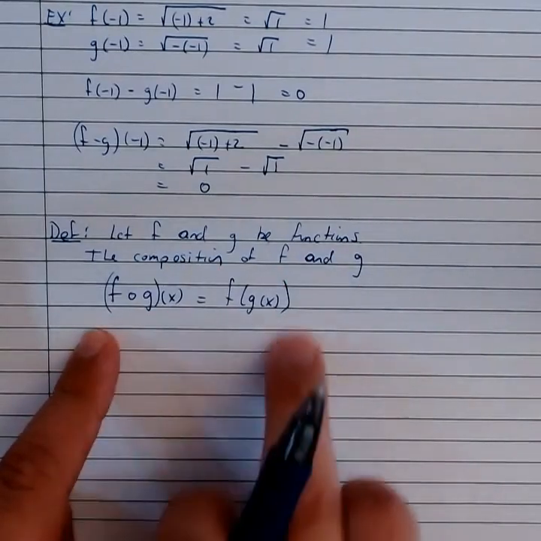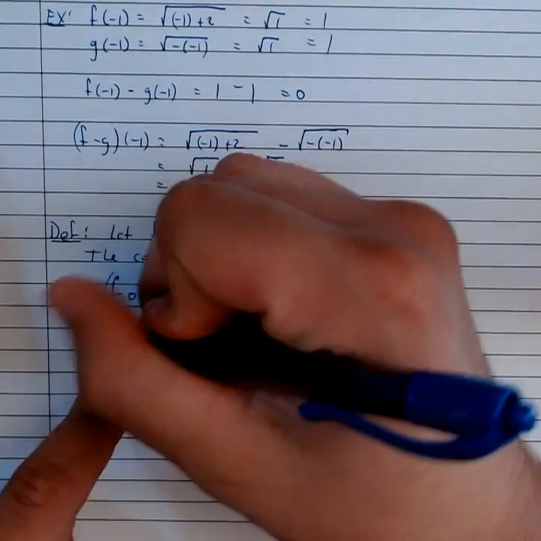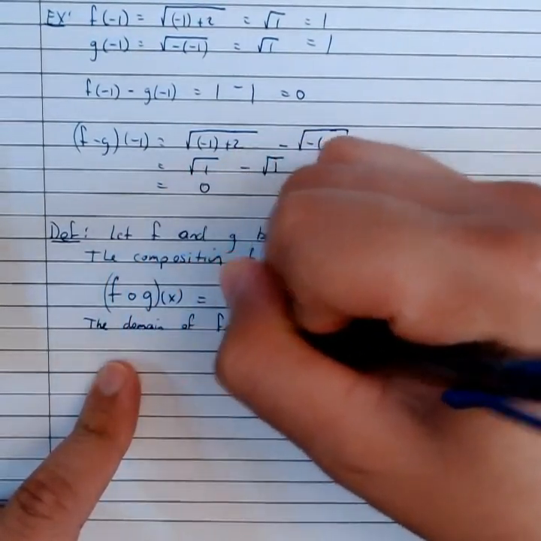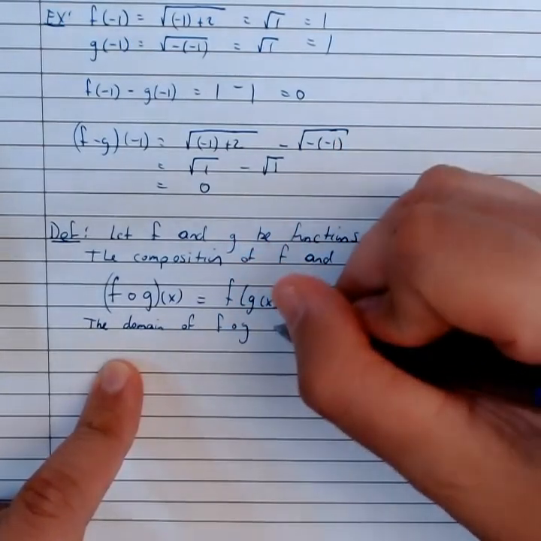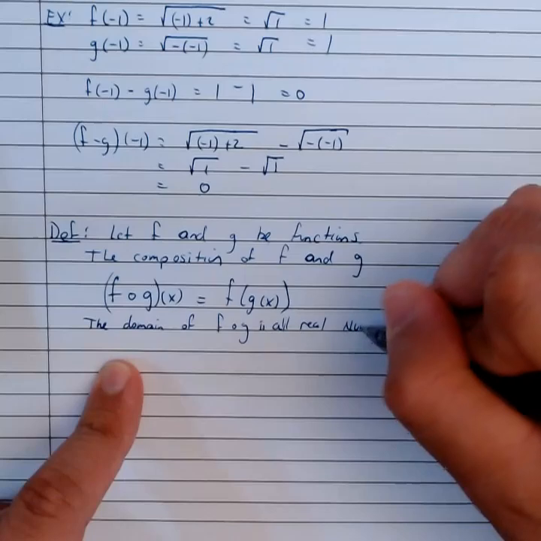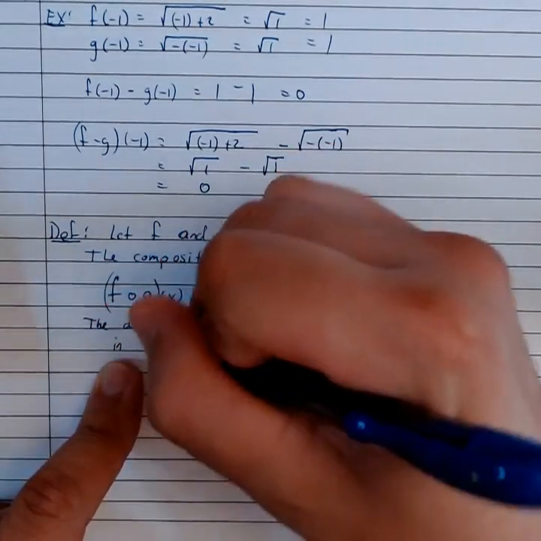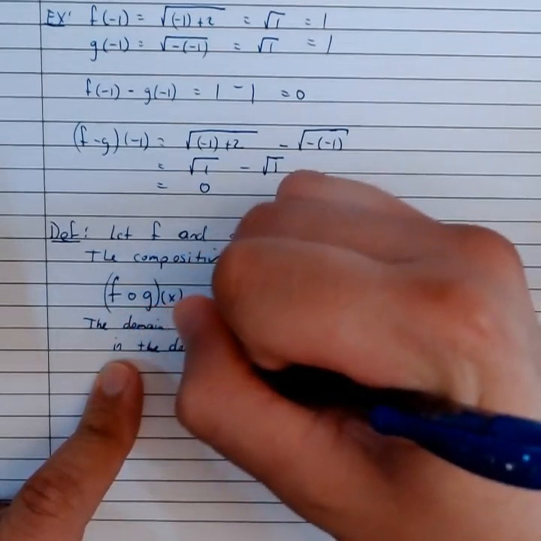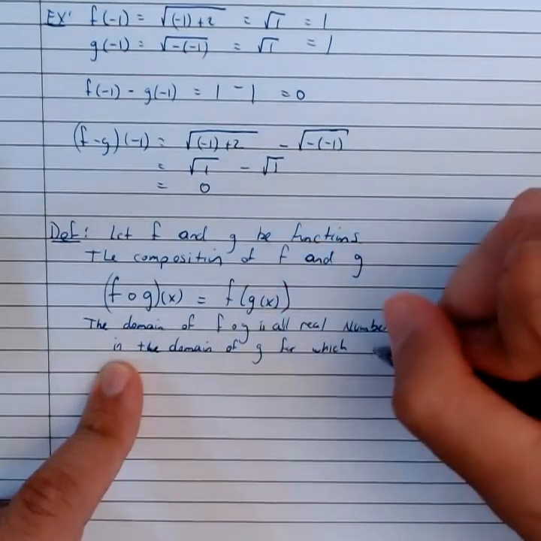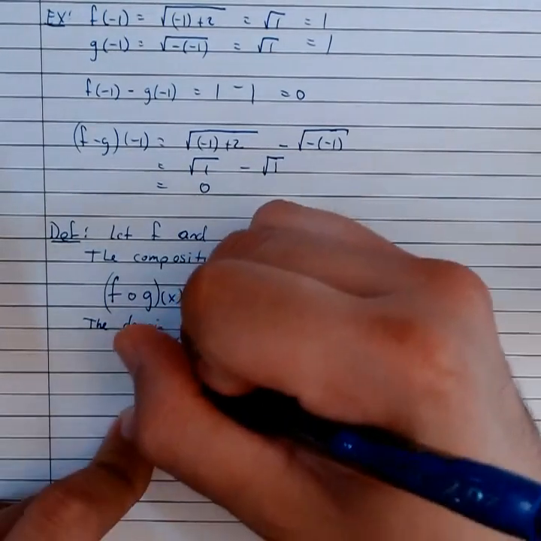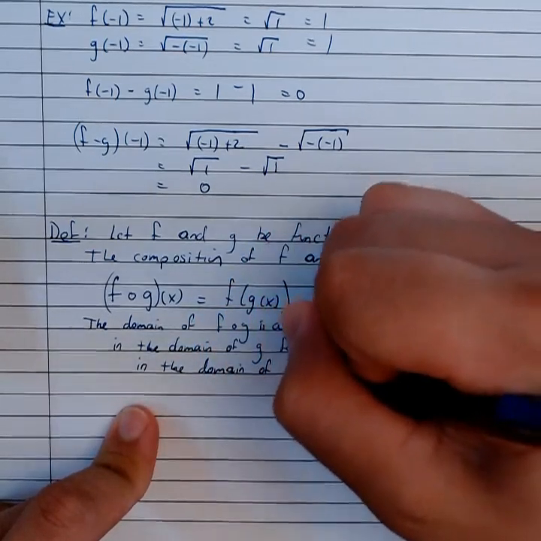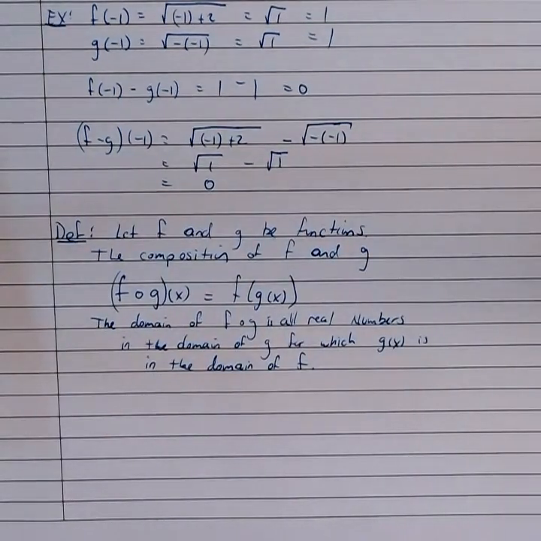Here's how you find f of g. You plug one function into the other. The domain of f of g is all real numbers in the domain of g for which g of x is in the domain of f. Like that. Okay. What does that mean exactly?